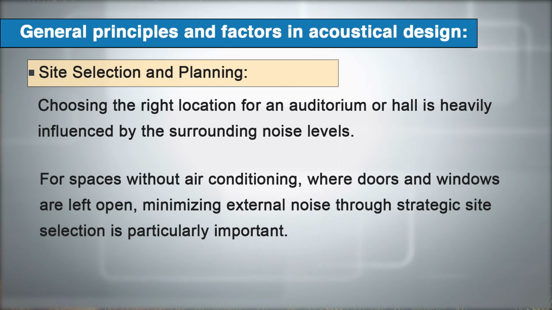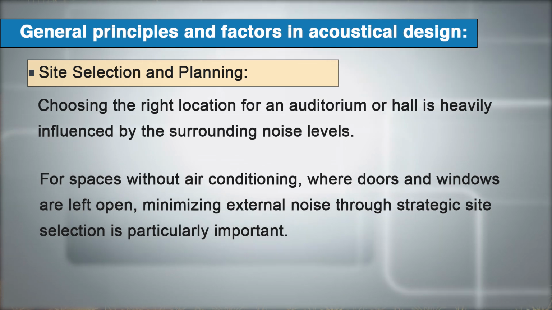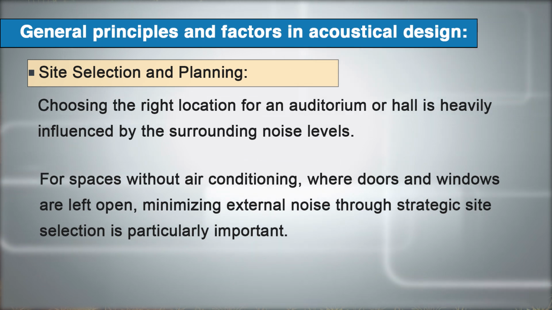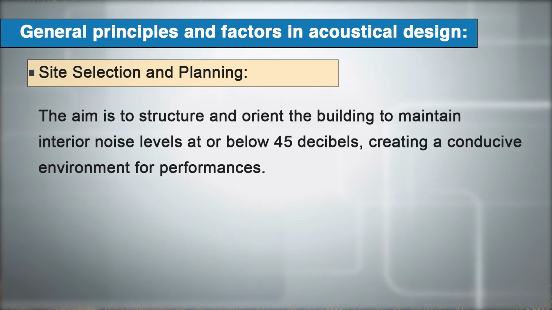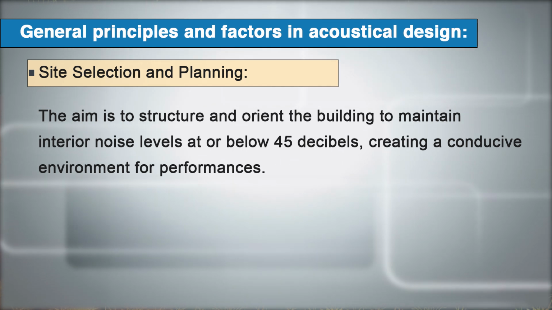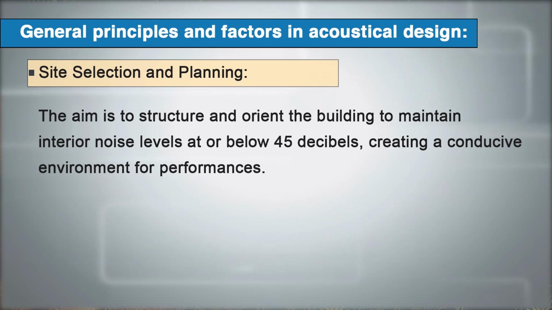For spaces without air conditioning, where doors and windows are left open, minimizing external noise through strategic site location is particularly important. In facilities with air conditioning, efforts should be made to reduce noise from the system itself. The aim is to structure and orient the building to maintain interior noise level at or below 45 decibels, creating a conducive environment for performances.